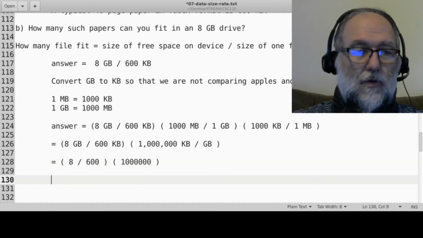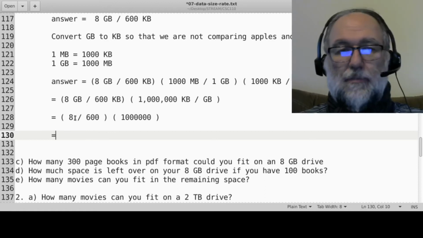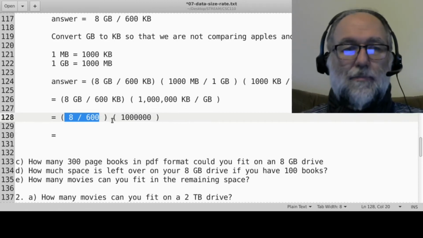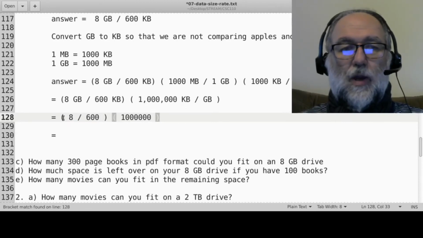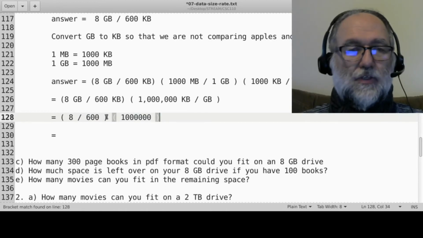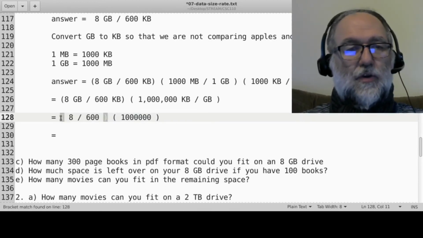Like that. And now be careful, make sure you know how your calculator works. You do the 8 divided by 600 first, and then you multiply by the million. Don't do the multiplication of 600 times a million first. You'll get a totally wrong answer. You do the division first, and then once you have the answer to that, you do the multiplication.